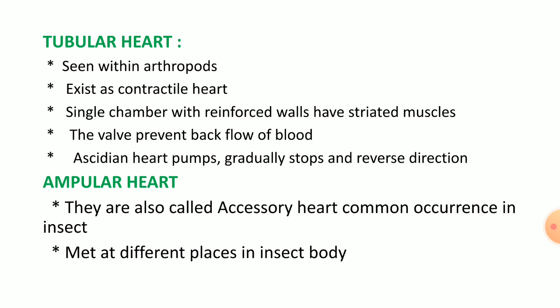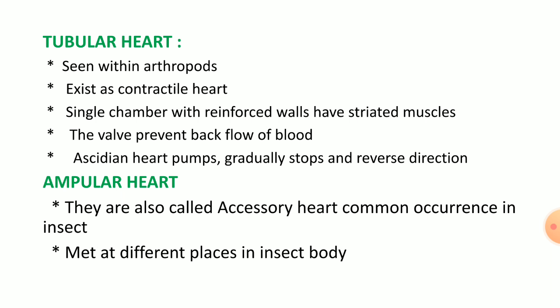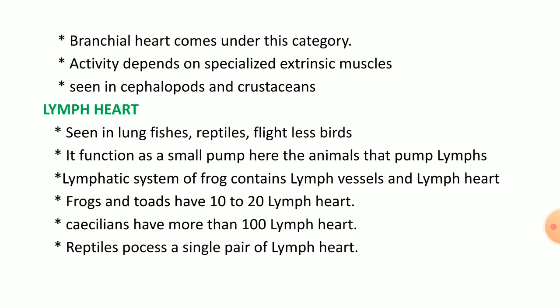The next one is ampullar heart. They are also called accessory hearts, a common occurrence in insects. This ampullar heart is mostly seen in insects, located at different places in the insect body. Branchial heart comes under this category. The branchial hearts are examples of ampullar heart. Their activity depends on specialized extrinsic muscles, seen in cephalopods and crustaceans also.